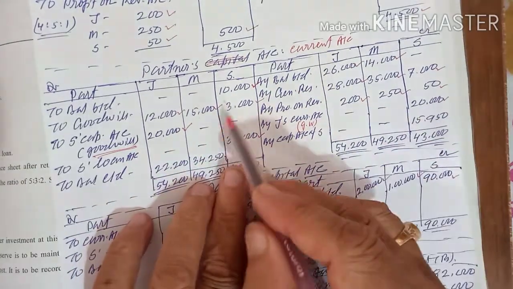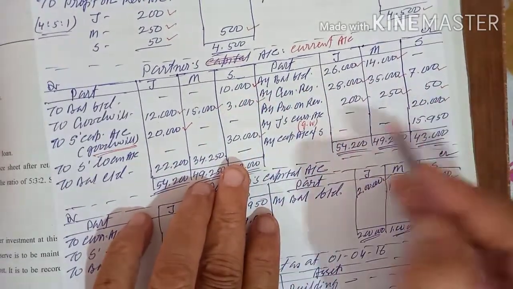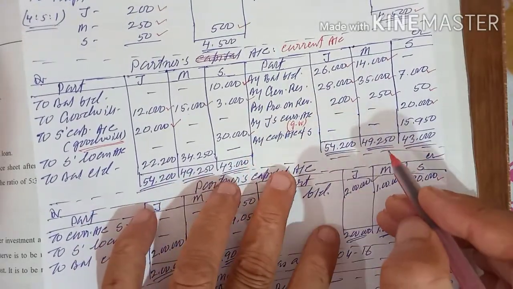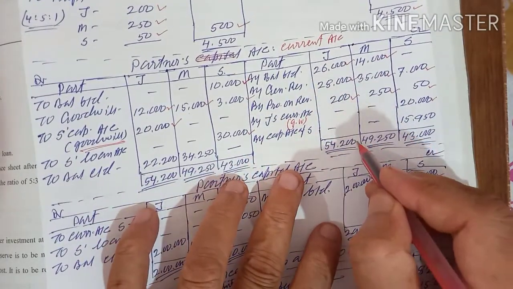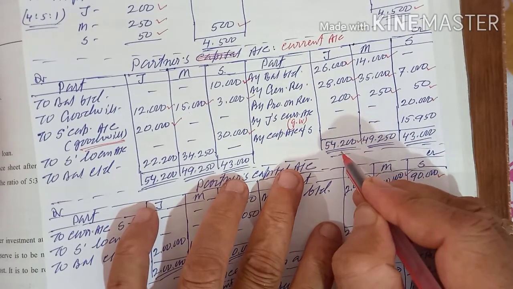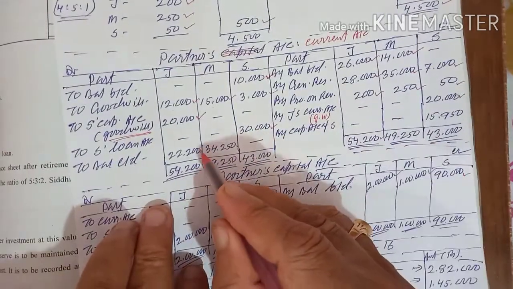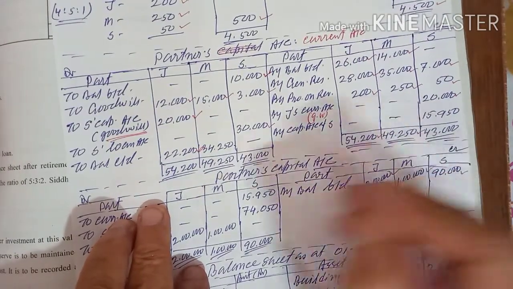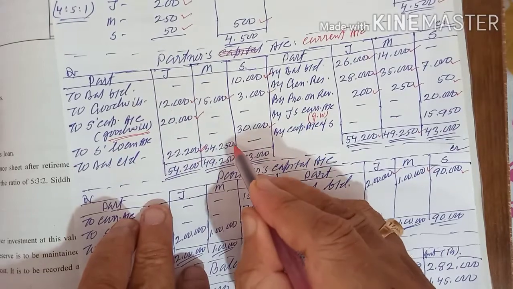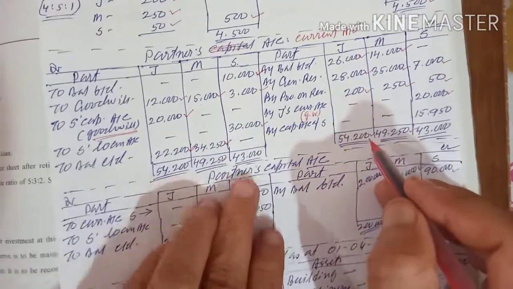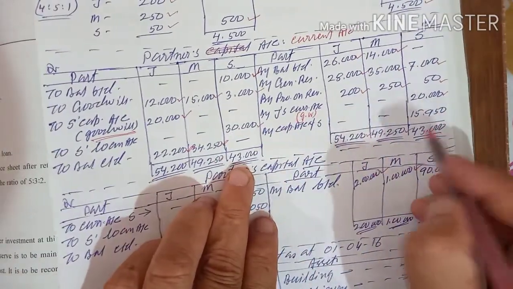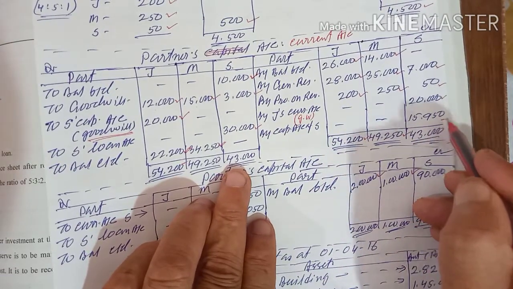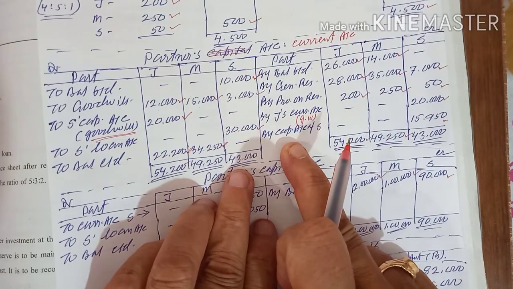So here you see the amount I wrote, everywhere the red tick came except the balance. Now we will find out the balance. For J, if you add, you will get 54,200 and the balance you are getting is 22,200. For M, 49,200, balance you are getting 34,250, and for S, you are getting the opposite side, 15,950. That balance you are transferring to the capital account.